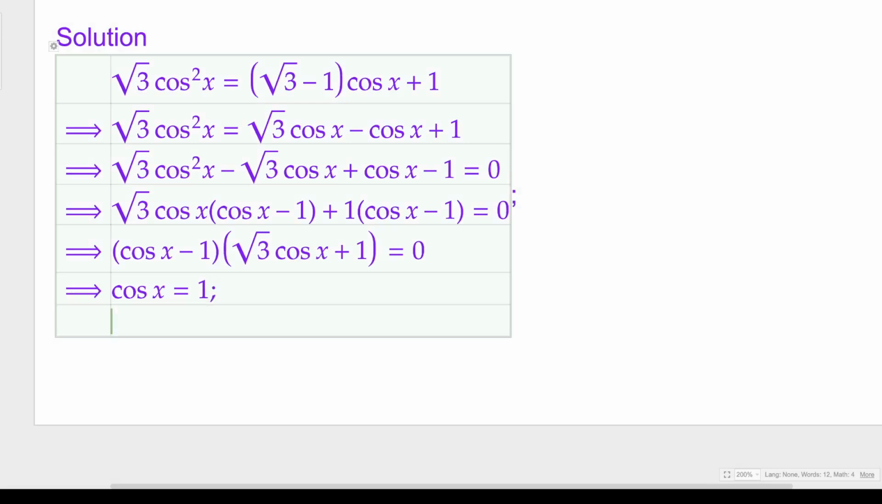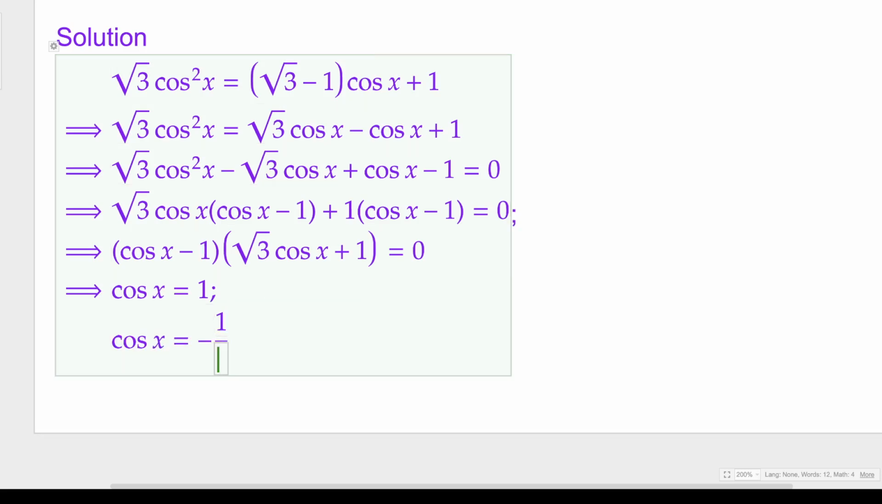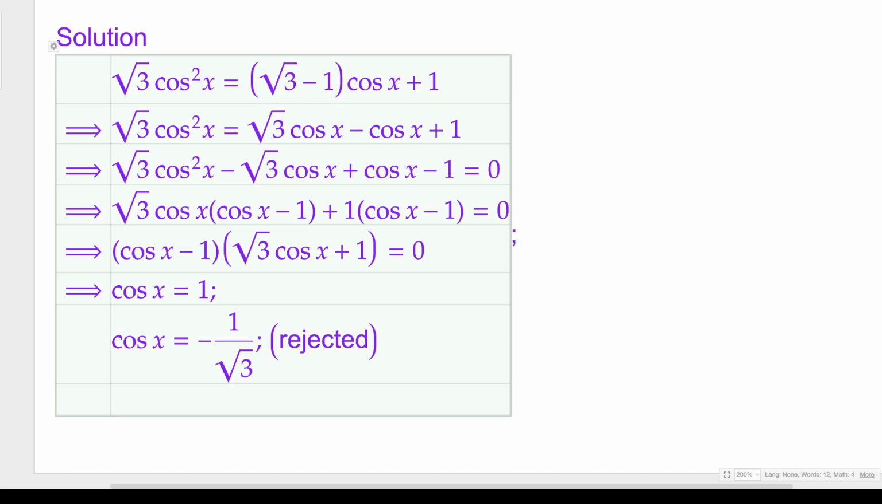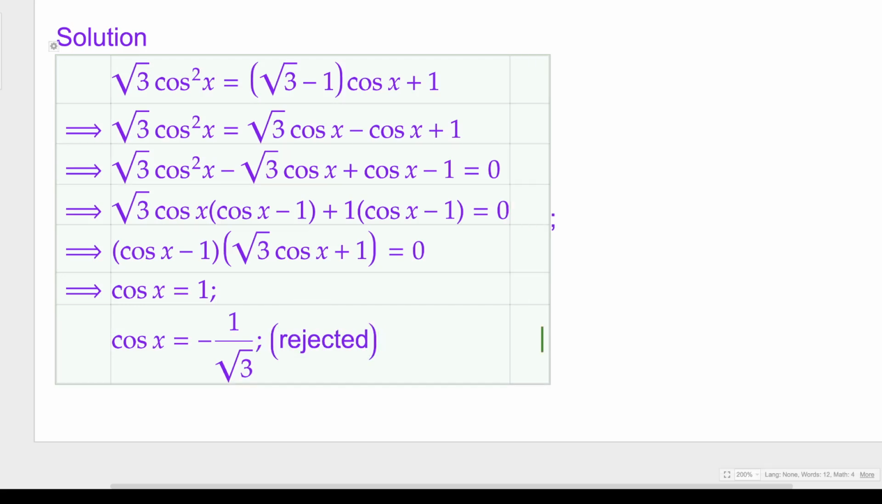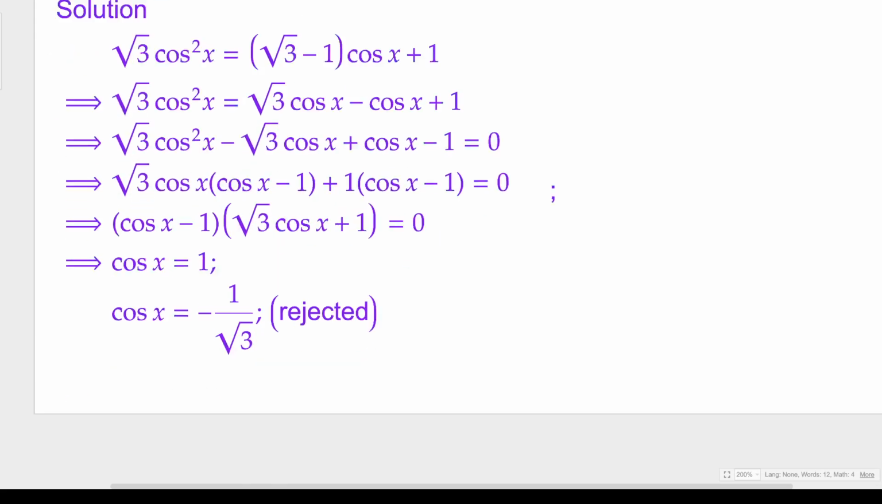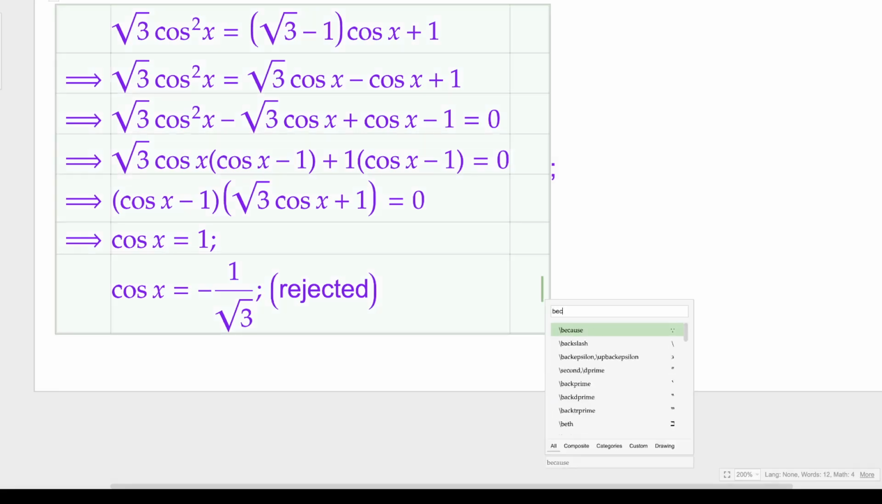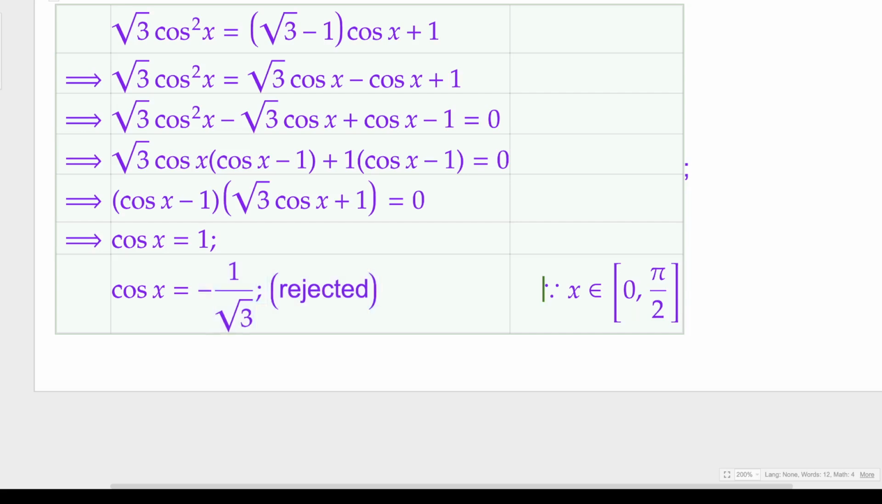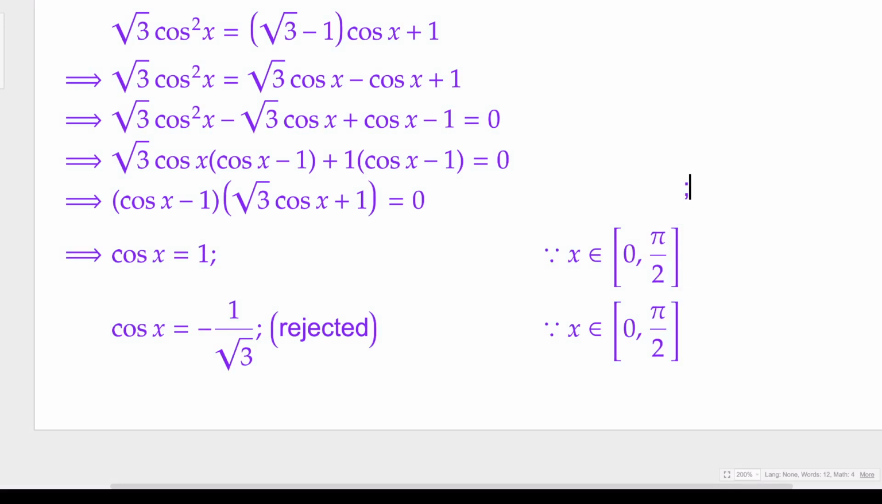But if you observe, cos x equal to negative 1 over square root of 3, this one has to be rejected. The reason being, it is clearly mentioned that x belongs to the first quadrant. So therefore this one is rejected. Because of this reason this particular root is rejected, and the previous one is accepted, again for the same reason. So from this we can say that 1 is the answer.